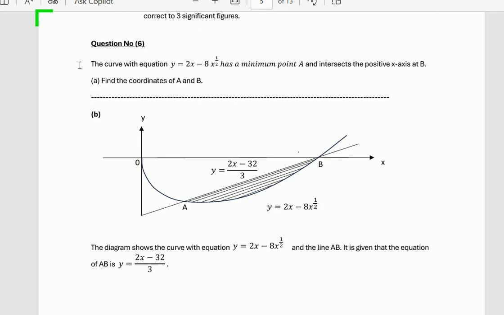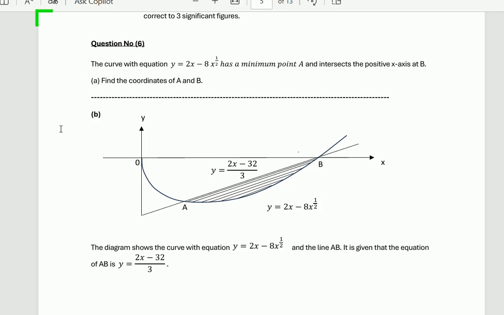For question number 6, the curve with the equation y equal to 2x minus 8x raised to the power 1 by 2 has a minimum point A and intersects the positive x-axis at B. Find the coordinates of A and B.